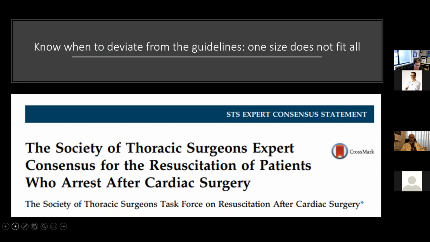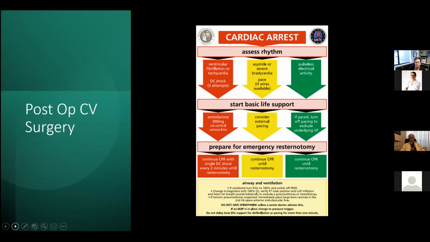So I think one of the biggest things we need to recognize is not everybody follows that cookie cutter, that assembly line method of resuscitation. And one of those populations that really deviate from standard ACLS is the post-op cardiac surgery patient. And so there are consensus statements published by the Society of Thoracic Surgeons that look at how to manage this patient population specifically.